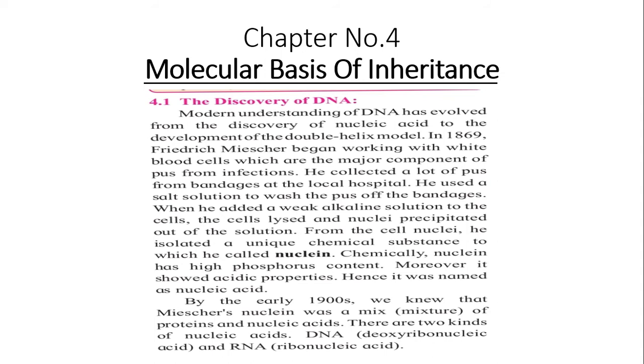Chemically, nuclein has high phosphorus content. Moreover, it showed acidic properties, hence it was named nucleic acid. By the early 1900s, we knew that nuclein was a mix of proteins and nucleic acids. There are two kinds of nucleic acids, DNA and RNA.